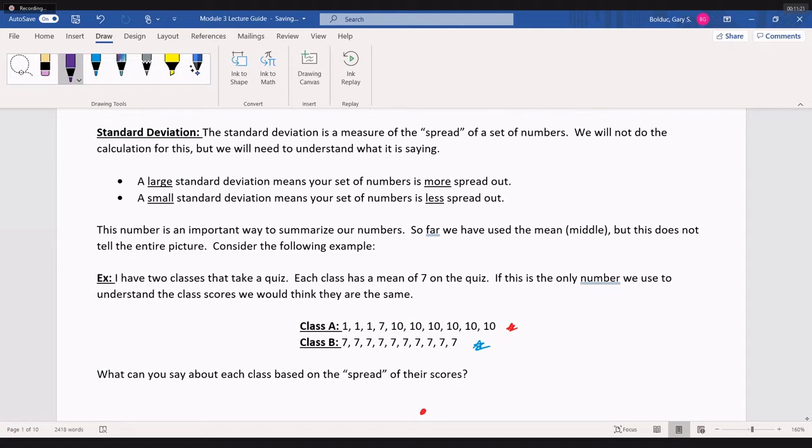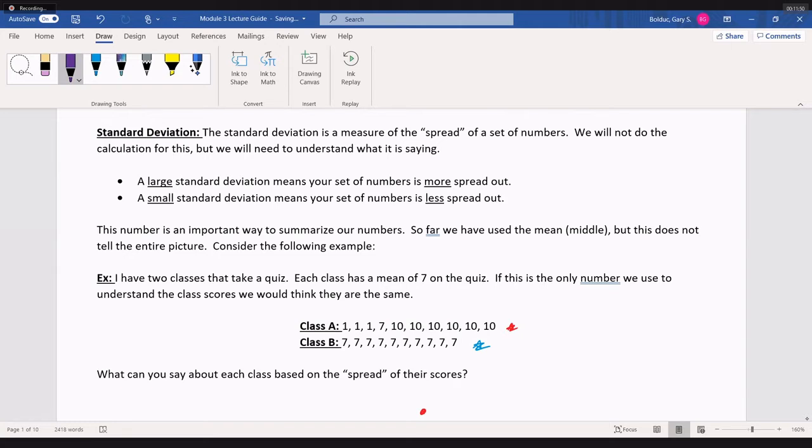So the first thing we have to talk about is the standard deviation is a number. It measures spread. And there are two important things. The first is if your standard deviation is large, and we'll talk about what large looks like, but if it's large, that means your numbers are more spread out. So the larger the number, the more spread out your data is. A smaller standard deviation, on the other hand, means that your numbers are less spread out, tighter together.